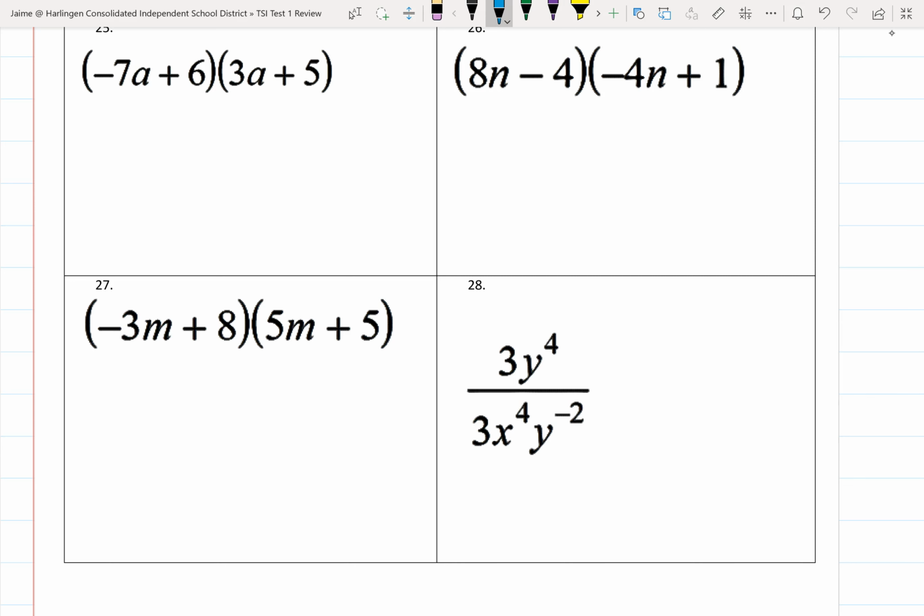All right. Negative 7 times 3a, that's negative 21a squared. Negative 7 times 5, that's a negative 35a. 6 times 3, that's positive 18a. And then 6 times 5 is a positive 30. Again, right here, negative 35a plus 18a.